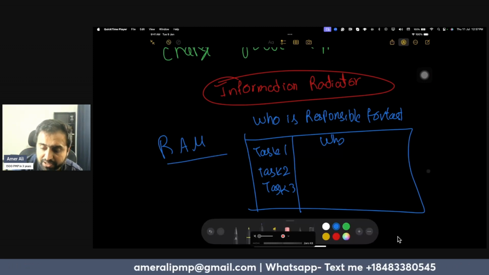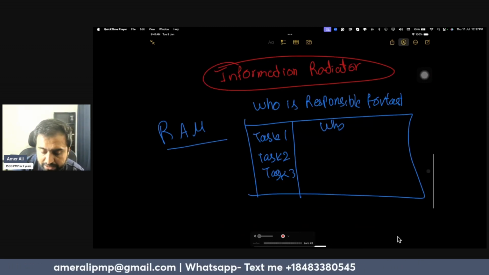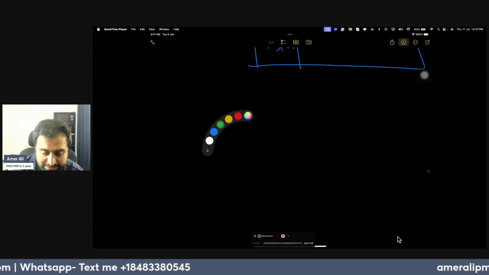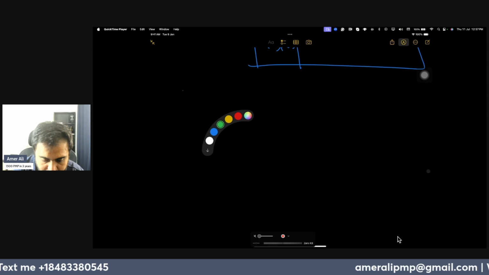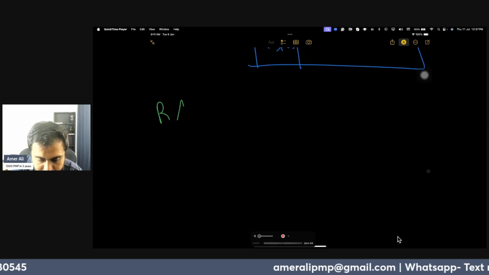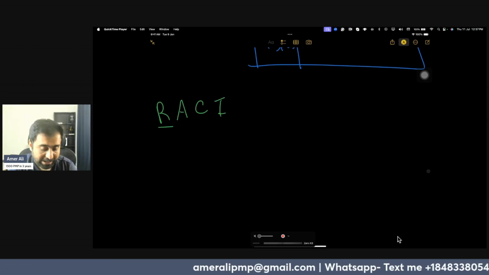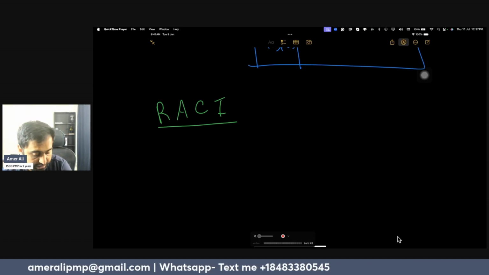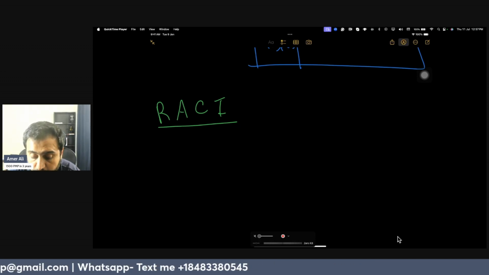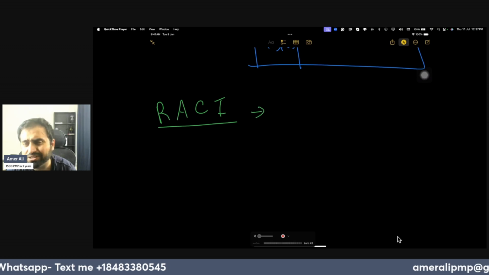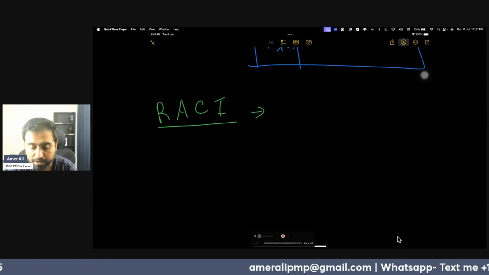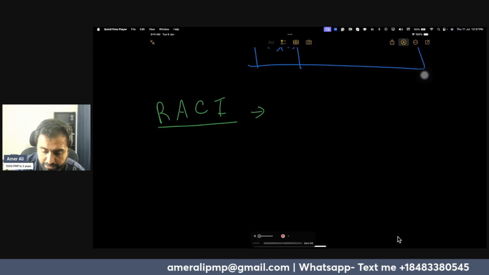Then we have something a little bit more advanced than that, that is RACI. RACI is basically an advanced form of RAM: responsible, accountable, consult, inform. Who is responsible? Who is accountable? Whom to consult and whom to inform. So this is a special type of matrix.